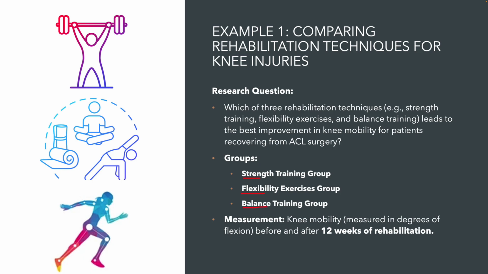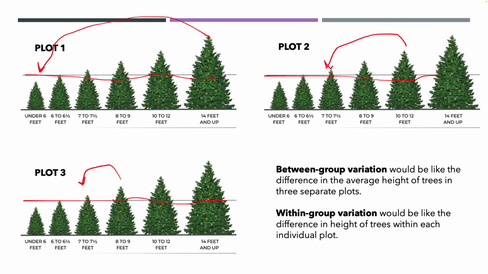So if I go back, let's talk about trees. Can't talk about trees too much, right? I have my strength training, mobility training, balance training. And within these three groups, I'm going to see variations in strength. Some people might get really strong. Some people might not gain much strength at all. Some people might get really flexible. Some people might not gain any flexibility at all.